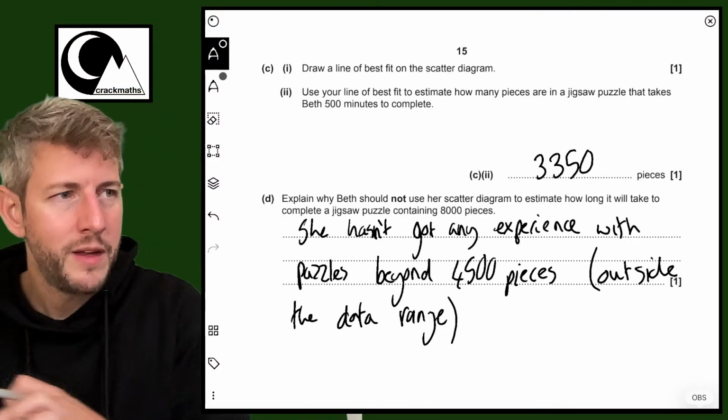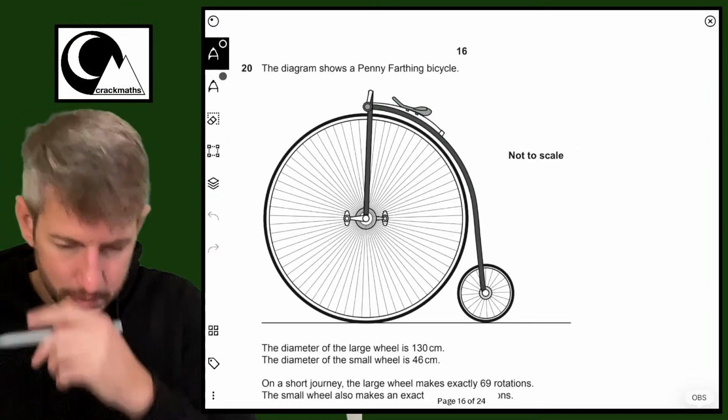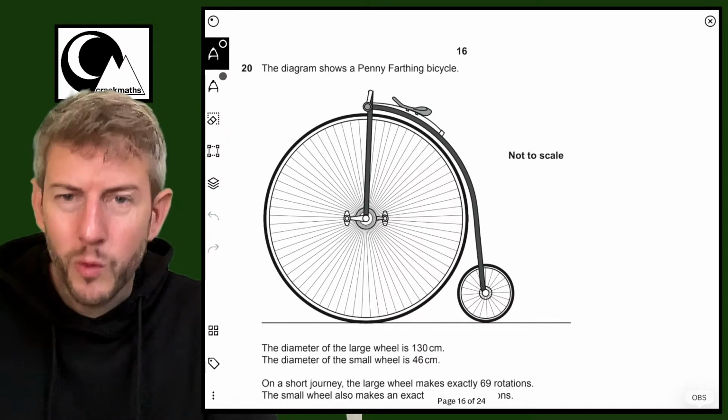Right, let's have a look at the next one. So this question here, oh, it's a penny farthing.